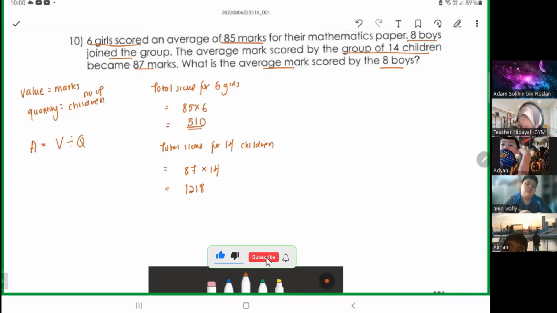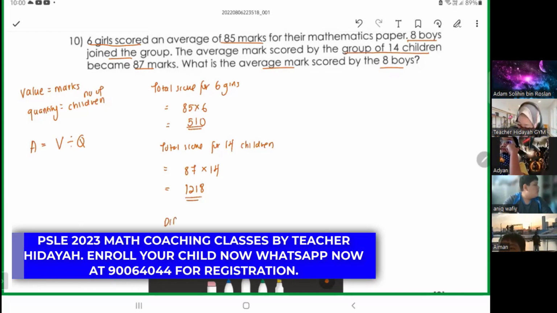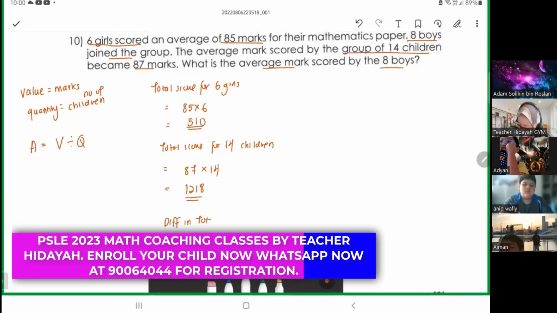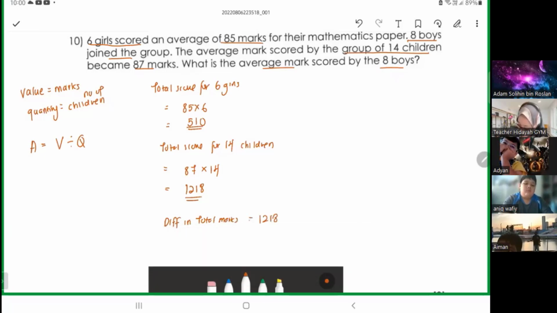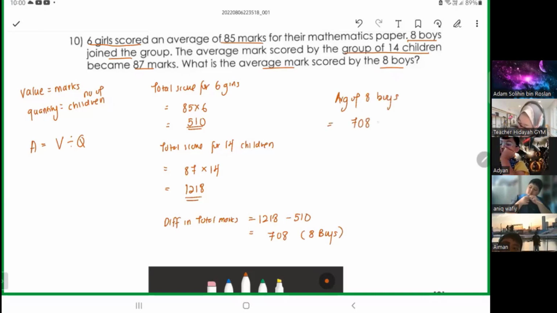Now you can see there's a difference. This is 6 girls only. This one is 14 children. What is the difference? The difference will be for the boys. So the difference in total marks will be 1218 minus 510. I will get 708. This is for my 8 boys. So for the average of 8 boys, simply take 708, the total value, divided by the quantity, 8 boys, equals 88.5. Answer.